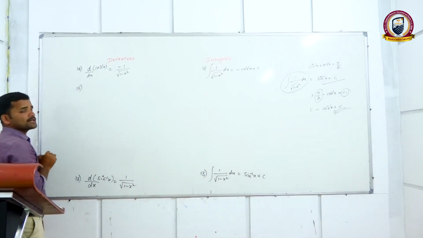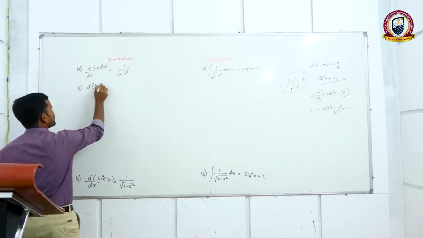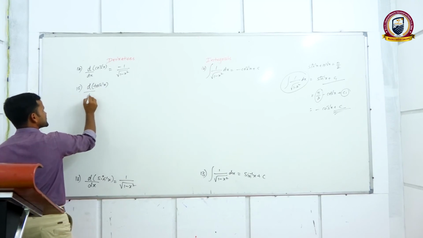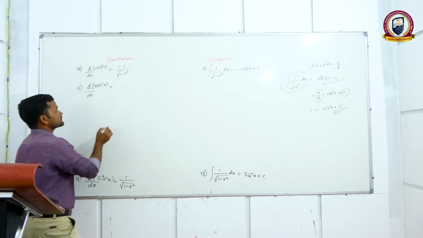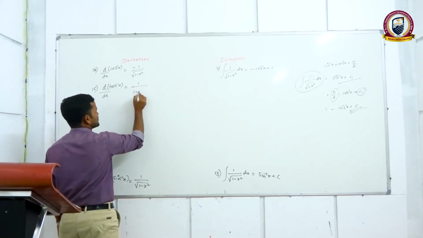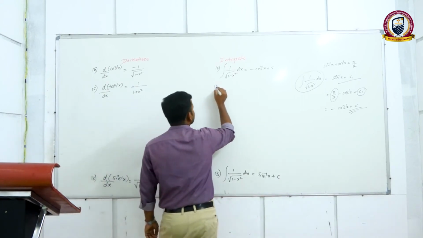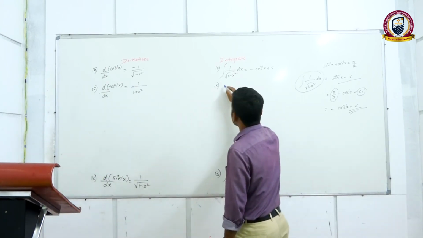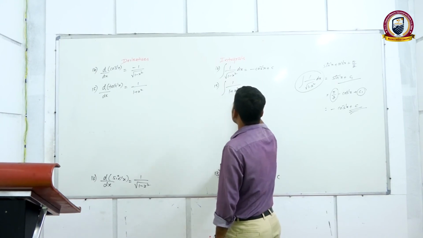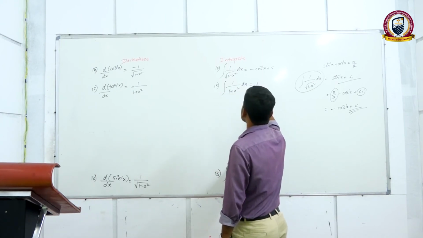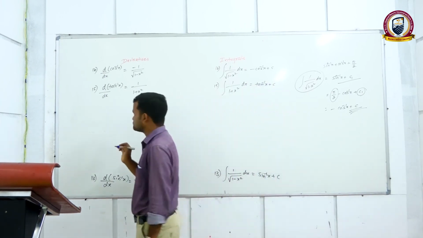Going to the formula number 15. We know the differentiation of tan inverse of x with respect to x. What is the differentiation of tan inverse of x with respect to x? That is 1 by 1 plus x square. Now, as it is inverse process, formula number 15, integral of 1 by 1 plus x square with respect to x is equal to tan inverse of x plus c.